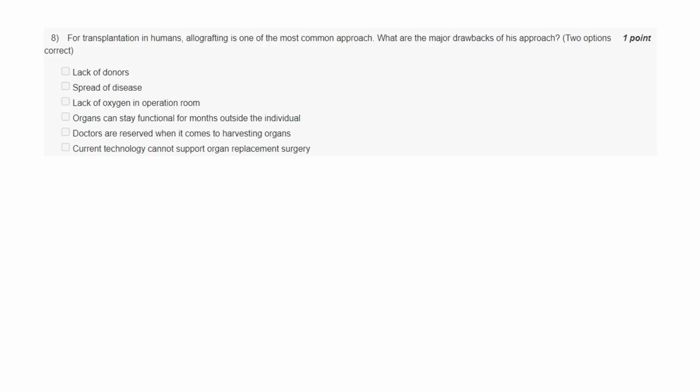Okay, the next question is: for transplantation in humans, allografting is one of the most common approaches. What are the major drawbacks of this approach? We have to select two correct options. The major drawbacks of allografting, that is transplantation in humans. Ma'am, option one and two. First and second. Option first and second. Okay, all of you answered first and second. Thank you. Anybody else?